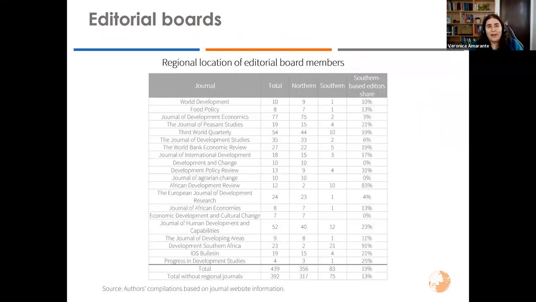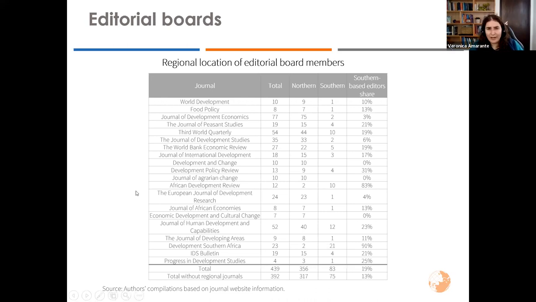So before entering the results that are presented in this paper, I just wanted to get your attention to the editorial boards of these journals. In this paper, we do not analyze the potential links between publication and the location of the editorial boards, but I just wanted to show the presence of researchers among editors in all these journals. On average, 19% of the editors are located in southern universities or southern institutions, and 81% are located in northern institutions. So there is a very imbalanced composition of the editorial boards.